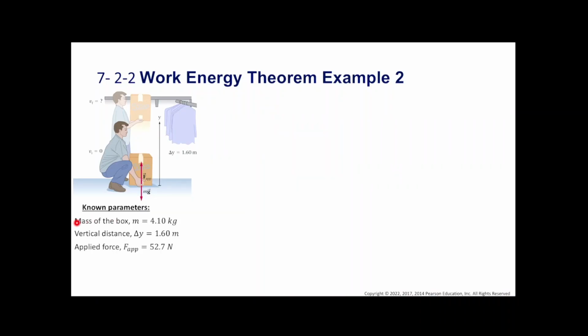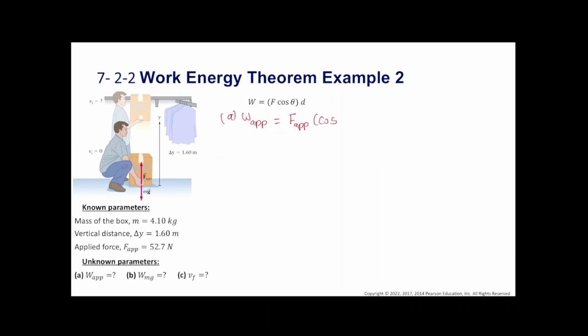These are the given parameters: mass of the box, vertical distance delta y, and the applied force, which is 52.7 newtons. In part A we have to find the work done by the applied force and the work done by gravity, and the final speed. Now the equation for work done is W equals F cos theta times d, distance. So in part A we have to find the work done by the applied force, which is equal to the applied force times cosine of the angle.